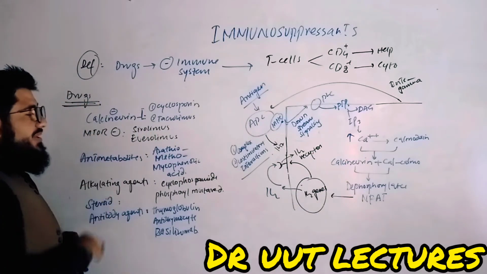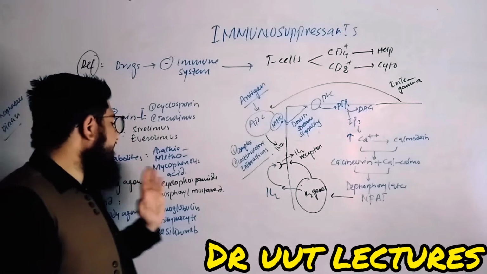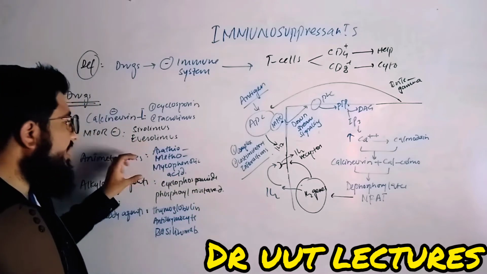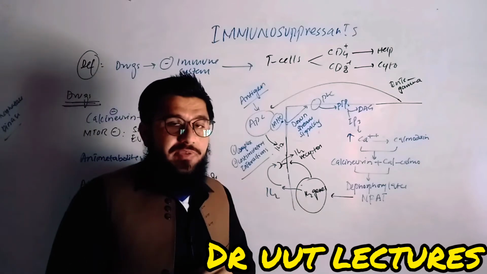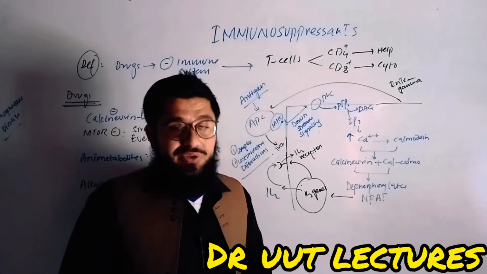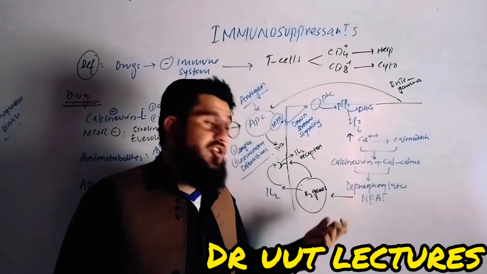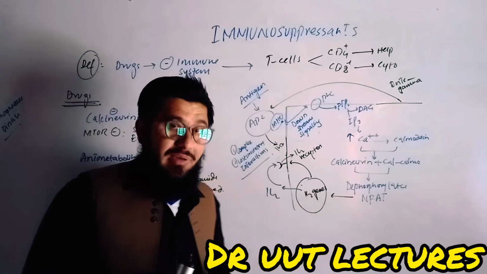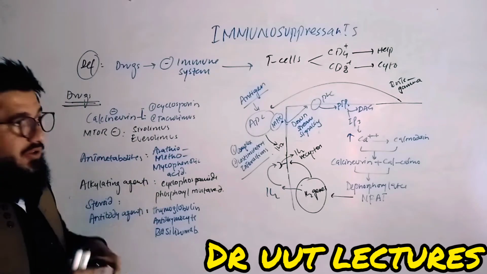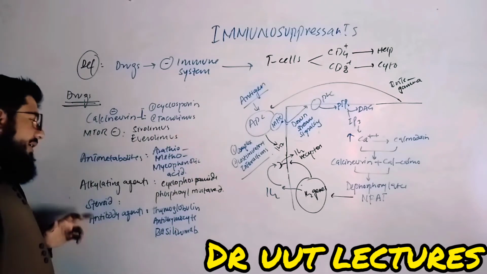Well, then we have antimetabolites like azathioprine, methotrexate, mycophenolic acid. Now, what they are doing is interacting with the DNA. Within the DNA, like purines, when they're synthesized, they're actually interacting with the purines. So purines won't be synthesized. You can say, in short, DNA formation will not take place. And again, if there is no DNA, there is no cell. So T cells are again inactivated.